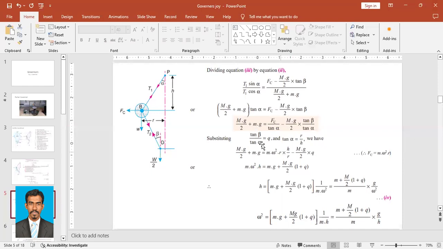Substituting tan beta by tan alpha as q, right? Why do we do this? We need to substitute this tan beta by tan alpha by q, or else we have to carry this tan beta tan alpha thing throughout the equations. So in order to reduce the complexity, we did this. Tan beta by tan alpha we consider now as q. So instead of this, we will write q for now, and at the end, we will replace it with tan beta upon tan alpha if necessary. And tan alpha is equal to r upon h.